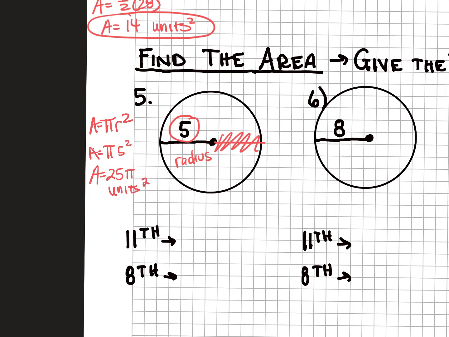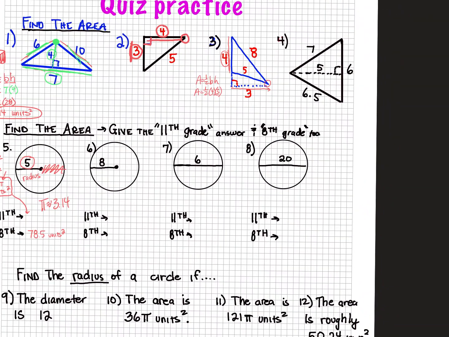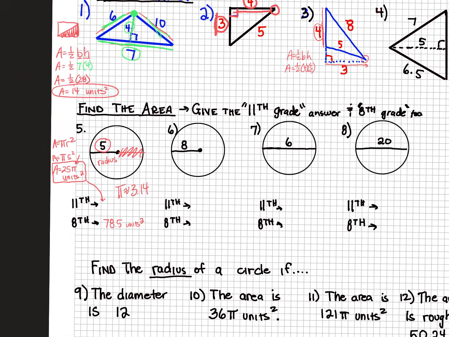Now, that's the 11th grade answer. That's an exact answer. My 8th grade answer is I have to actually give an estimation for 25 pi. So I'm going to do 25 times 3.14, which is 78.5 units squared, because these are flat units. Remember, pi is approximately 3.14, so we're just multiplying 25 times 3.14. You should be able to do that. For 7 and 8, don't get confused. Remember, you have to look for the radius, not the diameter. Good luck.